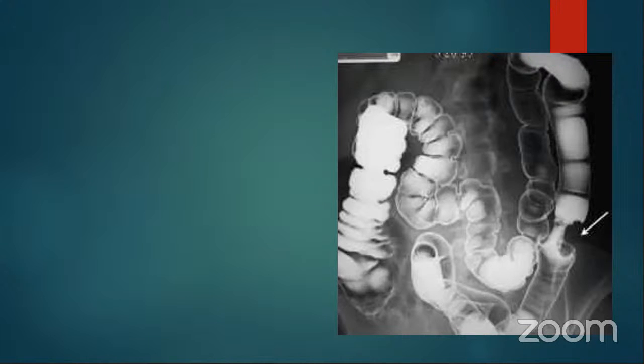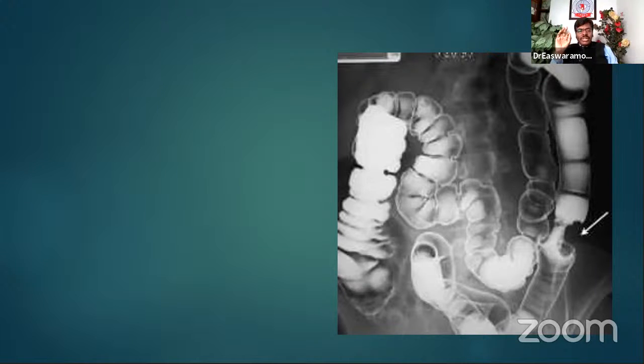A Foley catheter. No Ryle's tube. I mean, Foley's catheter with the air. If you put a Ryle's tube, the barium will spill out. So Foley catheter, inflate the balloon, then put the patient's head down.